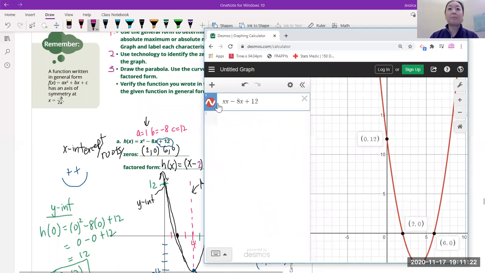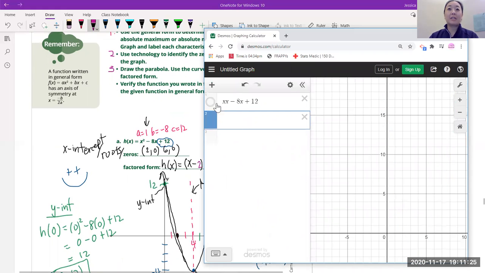So I'm going to take this out. I'm just going to make it invisible for right now. And we're going to put in the other one. So it's x minus 2, right? Don't mind that line right there.